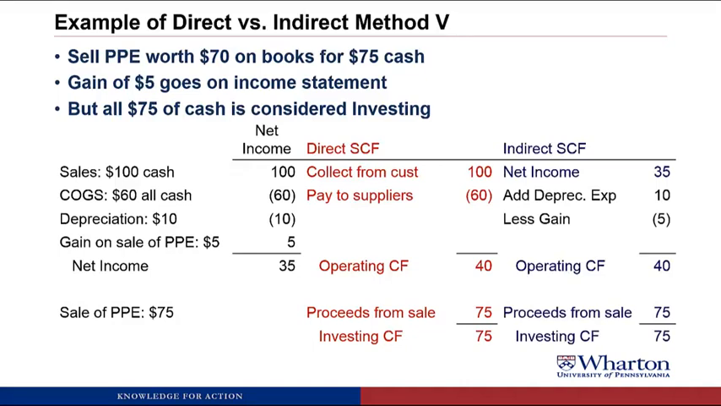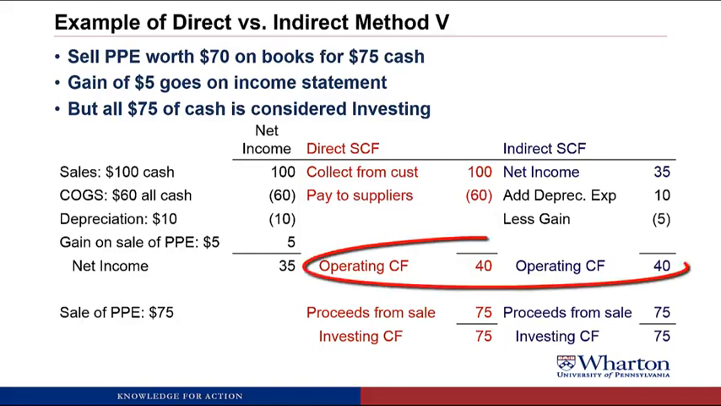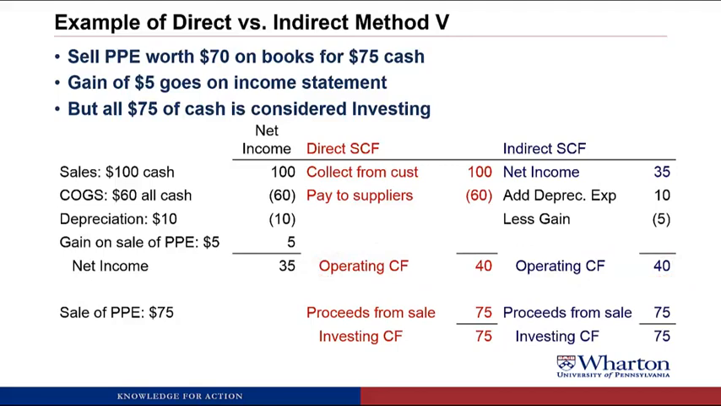Under the indirect method, we start with net income, which is $35. We add back depreciation expense of $10 because it's a non-cash expense. And then we have to remove the gain, otherwise we'll double count that cash flow. A gain increases net income, so to remove it, we need to subtract the gain. Once we do that, we end up with operating cash flow of $40, so it's the same under the indirect and direct method. And then we have, again, the full cash flow from the sale of the PP&E, $75, as an investing cash flow.